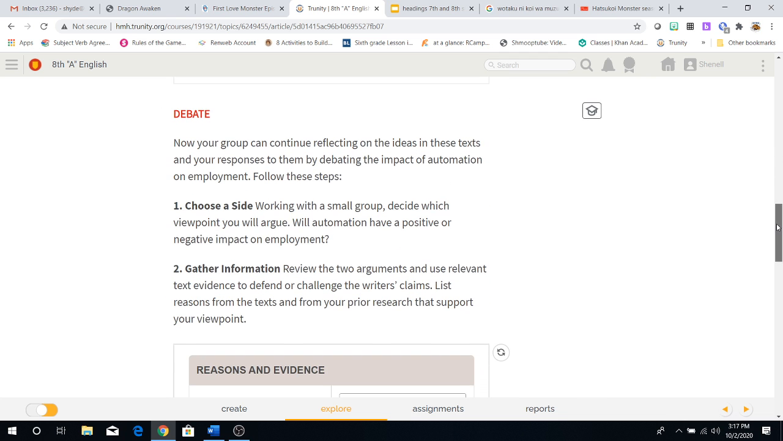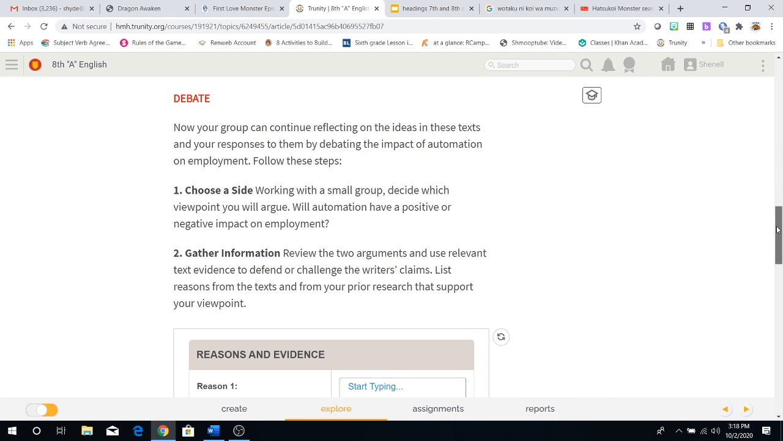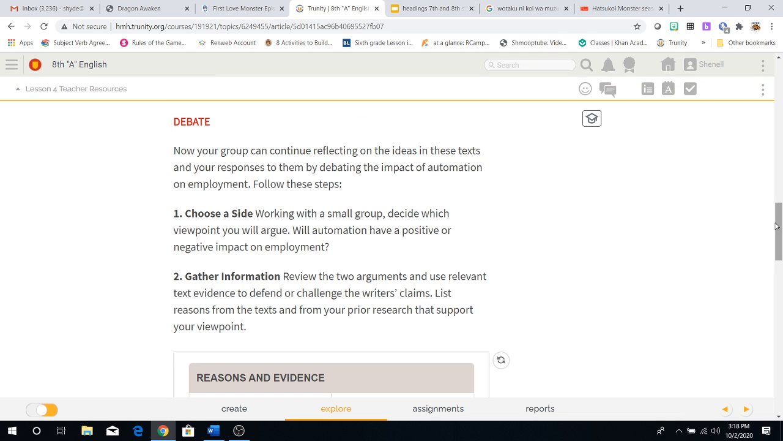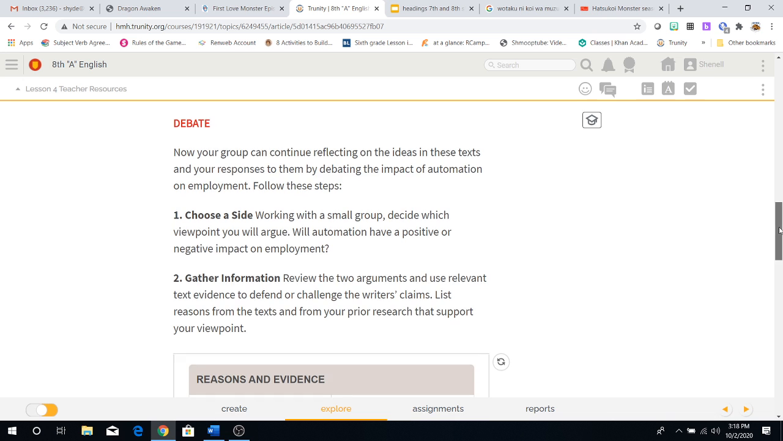Okay, now it's time for a debate. Now, this is something we're going to do in class, obviously. In your group, you can continue reflecting on the ideas in these texts and your response to them by debating the impact of automation on employment. So these are the steps you have to follow.